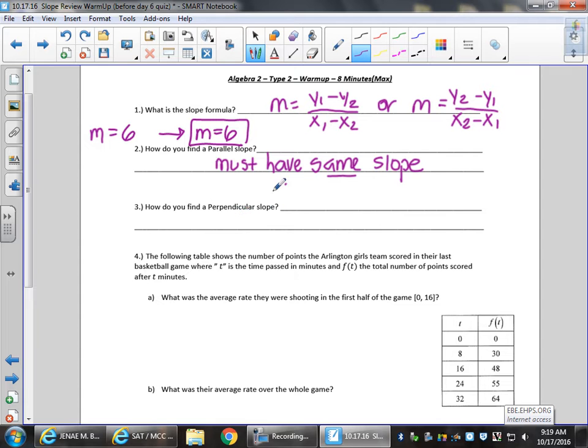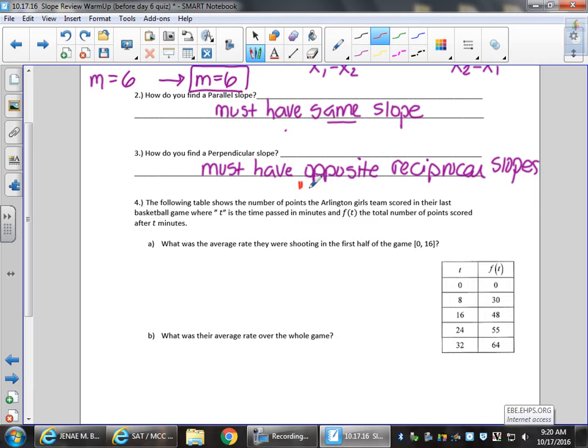Jeffrey? Very good. Must have opposite, reciprocal slopes. So if we look at what that means, what does opposite mean? What's opposite? Good. Flip the sign. So nice, flip the sign. How about reciprocal?